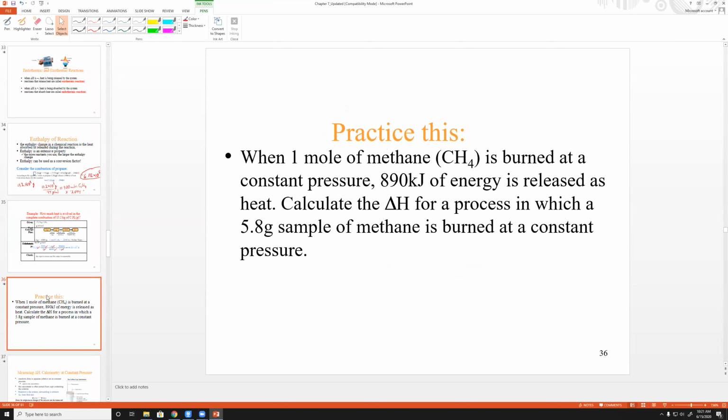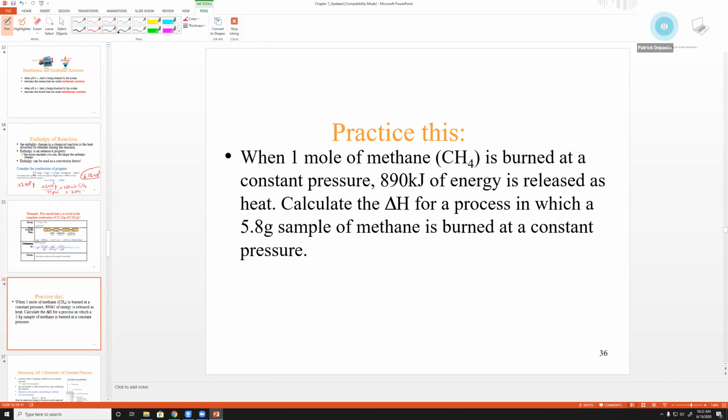Okay, practice this. When 1 mole of methane is burned at a constant pressure, that many kilojoules of energy is released as heat. Calculate delta H for a process in which 5.8 grams of methane is burned at a constant pressure. Okay. So a very similar problem. We can do this together.